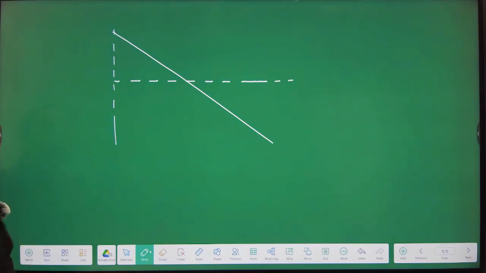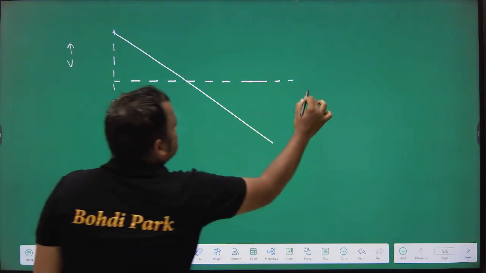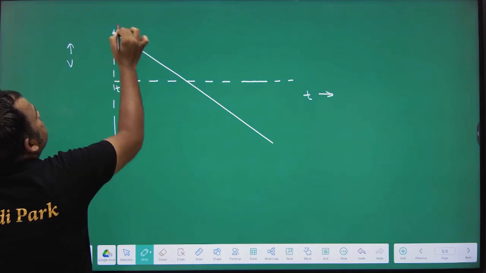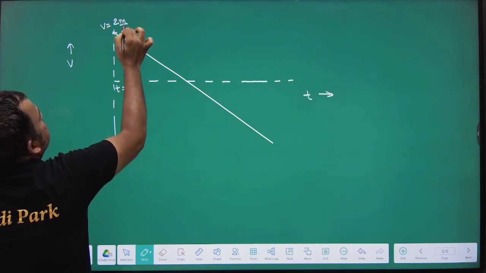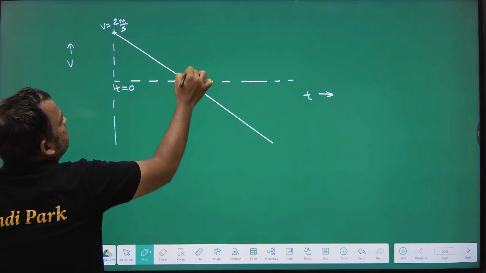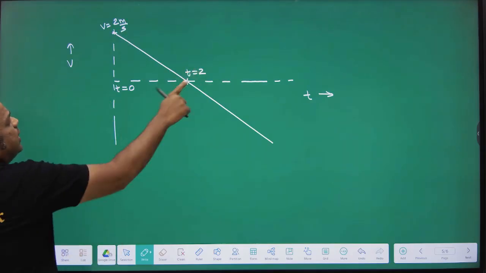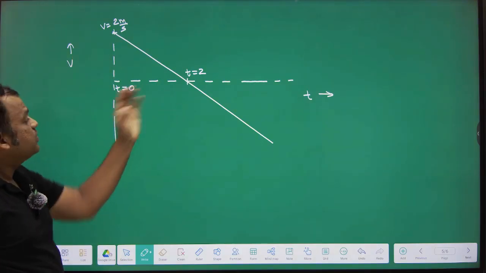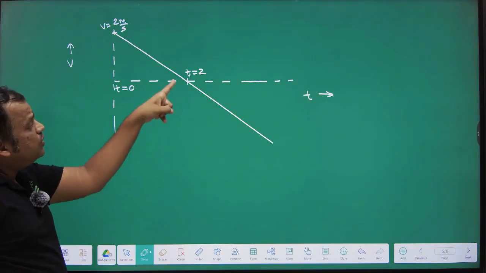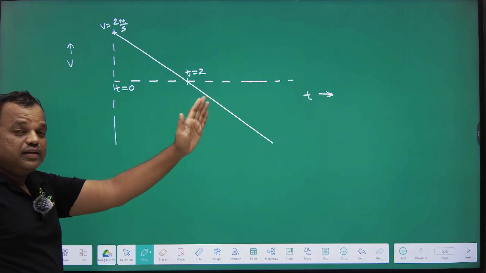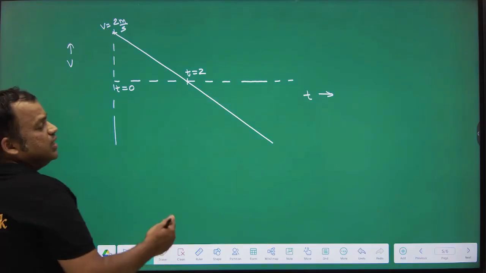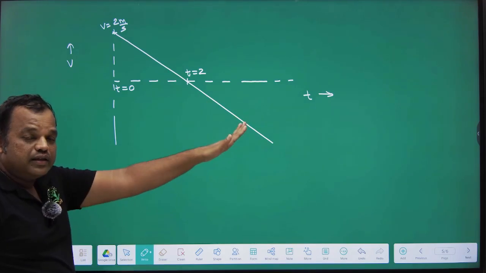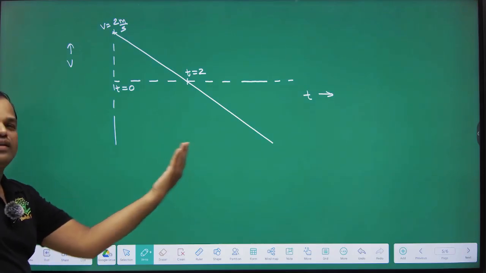Now it is a VT graph. It is a straight line graph. When time is 0, the velocity is 2 meter per second. Velocity becomes 0 at 2 second. So velocity is decreasing linearly from 0 to 2, and 2 second onwards it is increasing linearly. It becomes negative. After 2 second velocity becomes negative. That means the particle is going leftward.